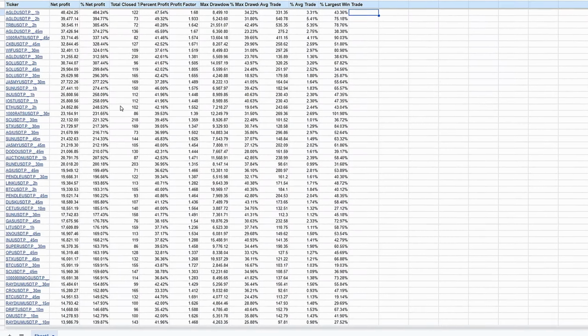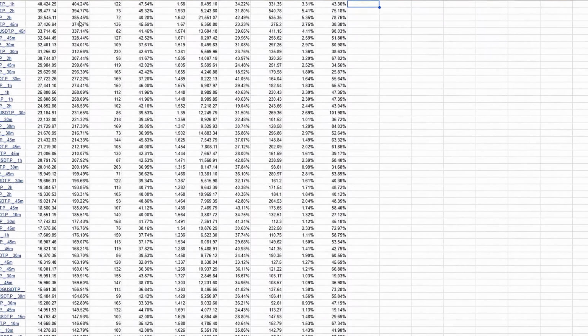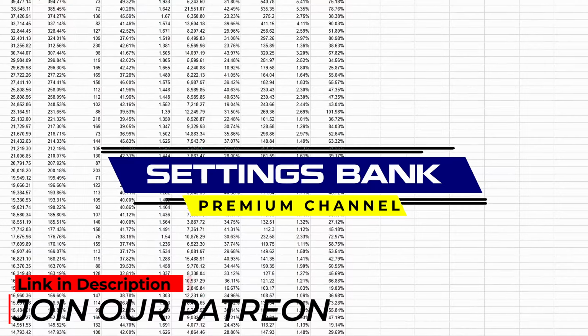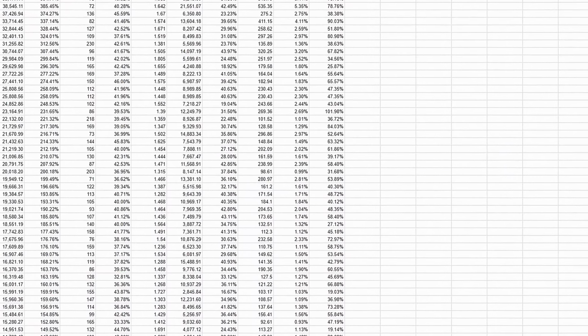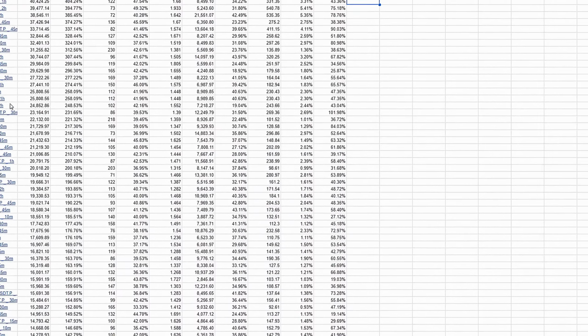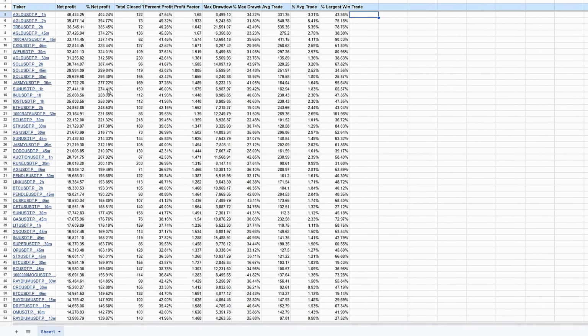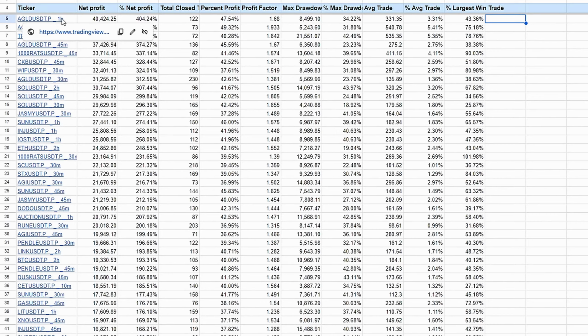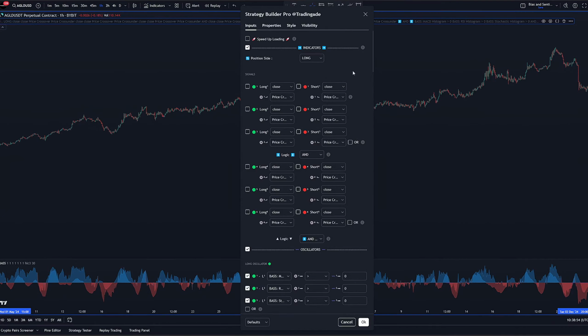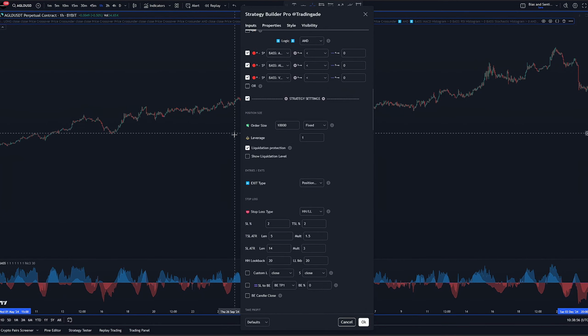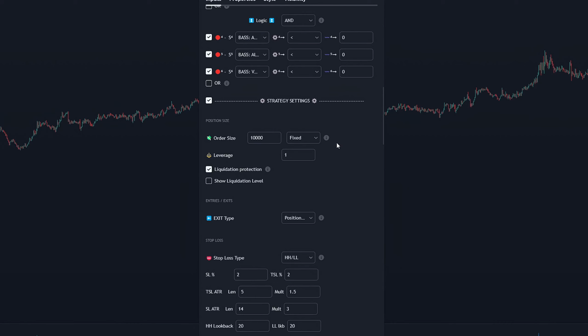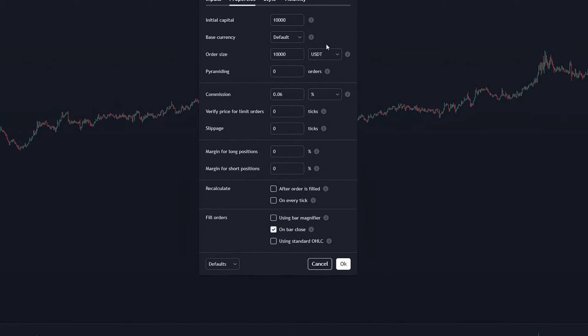We're gonna take the backtest results based on our magic spreadsheets, which you can find in the Settings Bank Premium channel on Discord. These contain a lot of backtest results based on many pairs and timeframes, all based on Bybit exchange and with 1x leverage. We're gonna analyze the top performing one, the AGLD USDT, based on 1 hour timeframe. We're gonna go only long. The order size is $10,000 with fixed amount, 1x leverage, initial capital $10,000 and 0.06% commission.